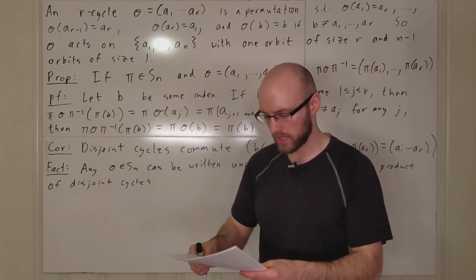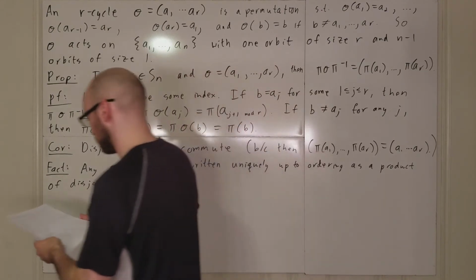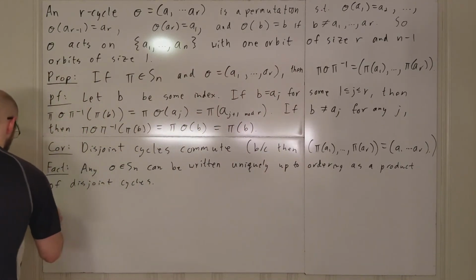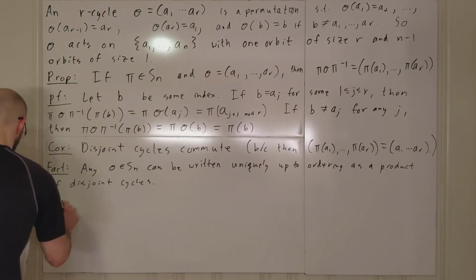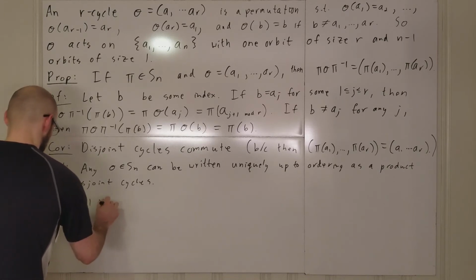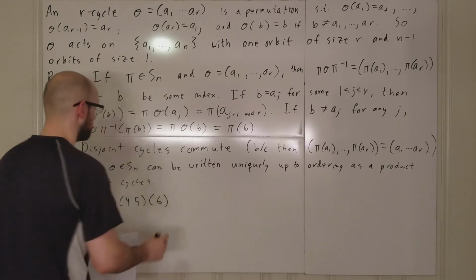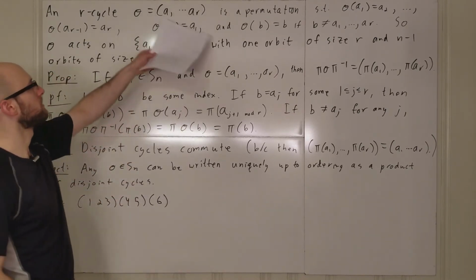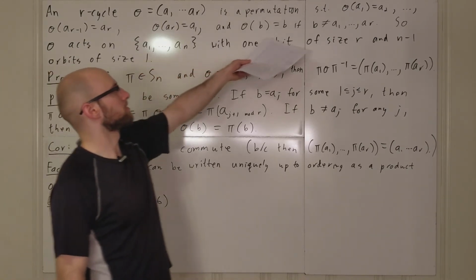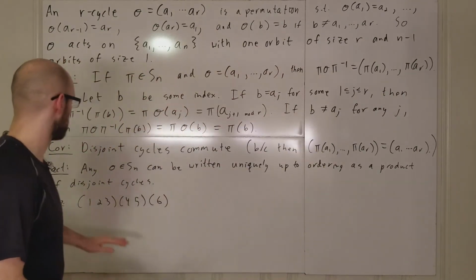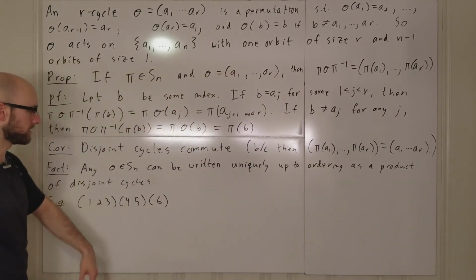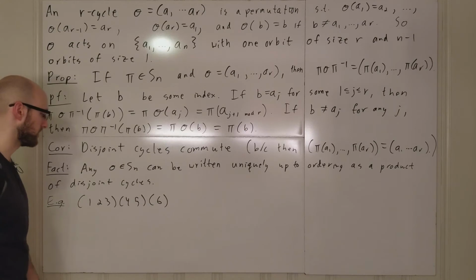Okay, so then, example: 1, 2, 3, 4, 5, and then 6. Sometimes we won't even write the 6 here because sigma b equals b if b is not in any of those. So here 1, 2, 3, 4, 5, 6. You could write this without the 6, it would be the same thing.